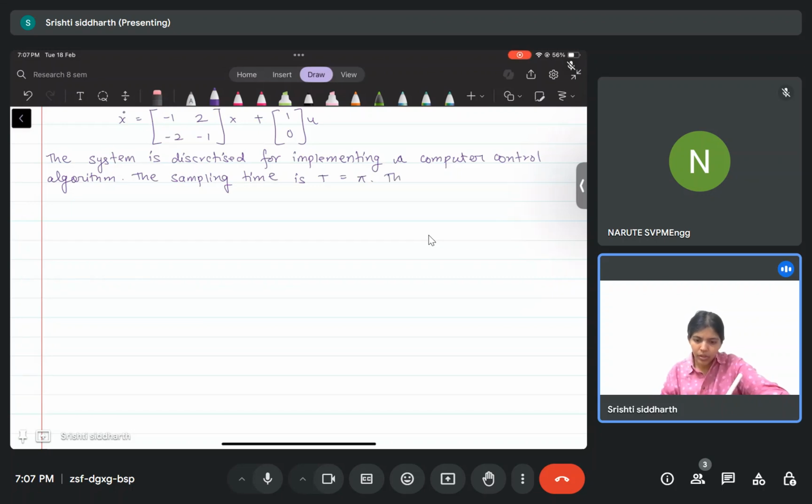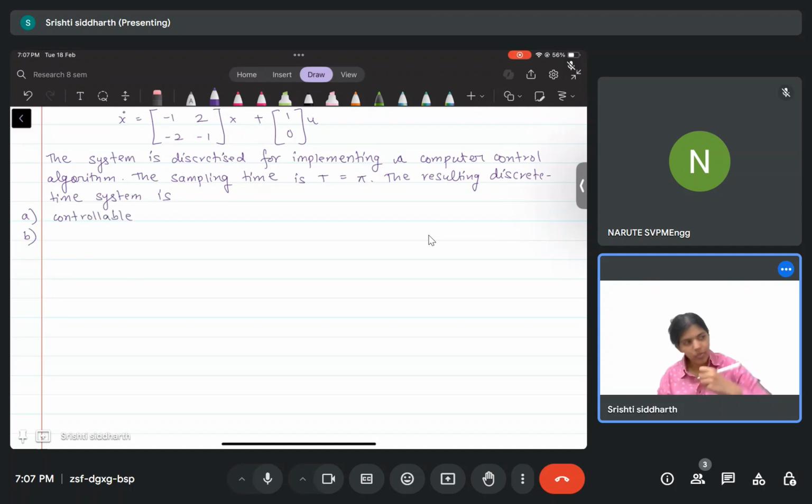So we have to comment on whether the resulting discrete time system is, first, controllable, then, only stabilizable, C, uncontrollable, and then D.